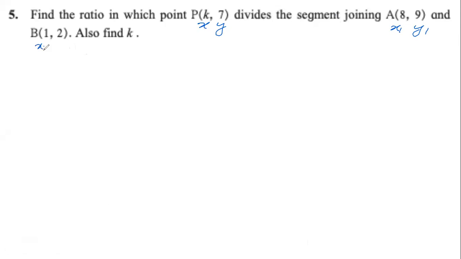Also, we have X2 and Y2, which are 1 and 2 respectively. Now, two things we need to find. We need to find the ratio in which the point P is dividing the segment AB. We also need to find the value of K.